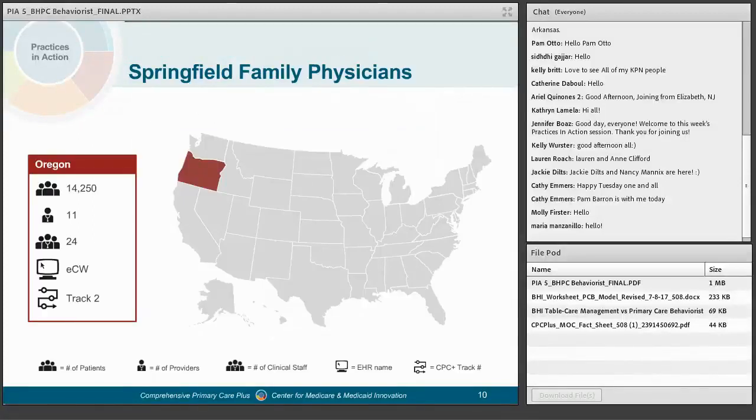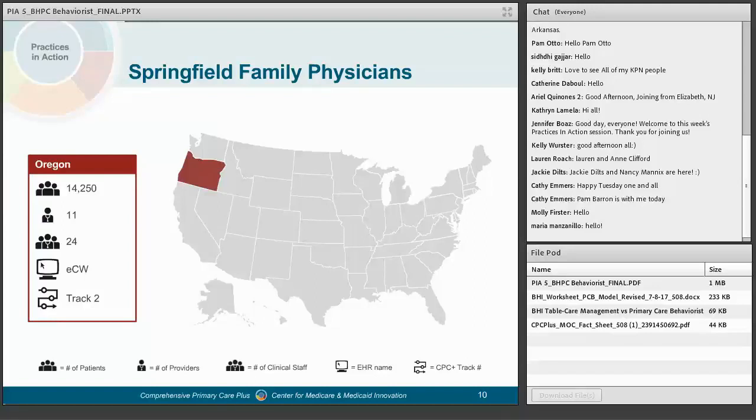And at this time, I would like to officially welcome Megan Post with Springfield Family Physicians and Center for Family Development. Today, she will share with us why they chose the primary care behaviorist model and tips they learned for successful model integration. Megan, welcome, and would you mind introducing yourself and sharing some demographic details about Springfield Family Physicians?